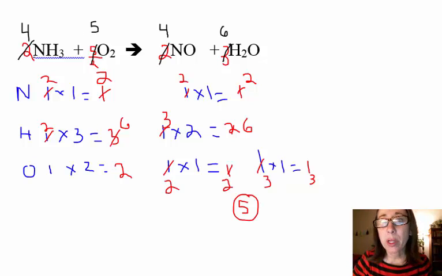So if I multiply 2 by 2, I get a coefficient of 4, 5/2 times 2, coefficient of 5, 2 times 2, coefficient of 4, 3 times 2, coefficient of 6. So let's check to make sure it's balanced.